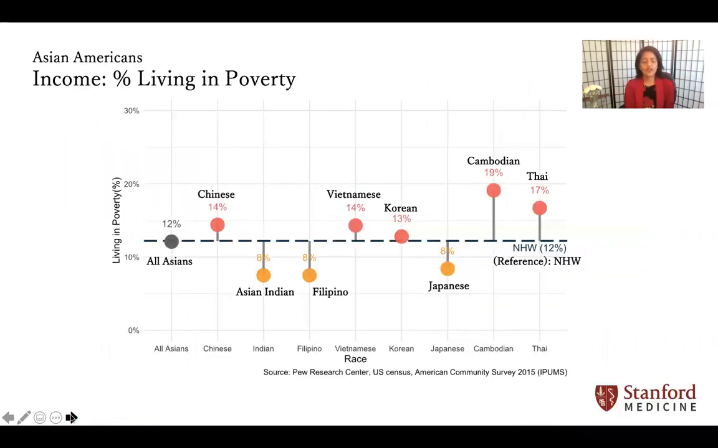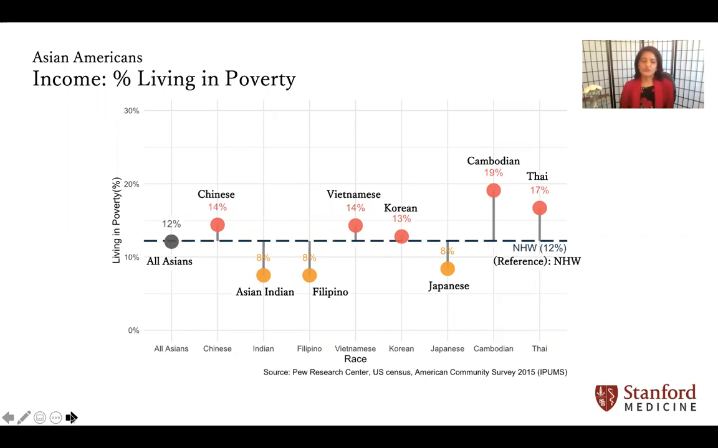I want to make the point that when we talk about Asians in the US, they're often considered a model minority, so having high income. This slide is an example of a social determinant of health in Asian subgroups. And you can see all Asians are similar to non-Hispanic whites in terms of 12% living in poverty. But you can see there's wide diversity across the Asian subgroups, with Cambodian and Thai having higher rates of poverty compared to other Asian subgroups like Asian Indian, Filipino, and Japanese.